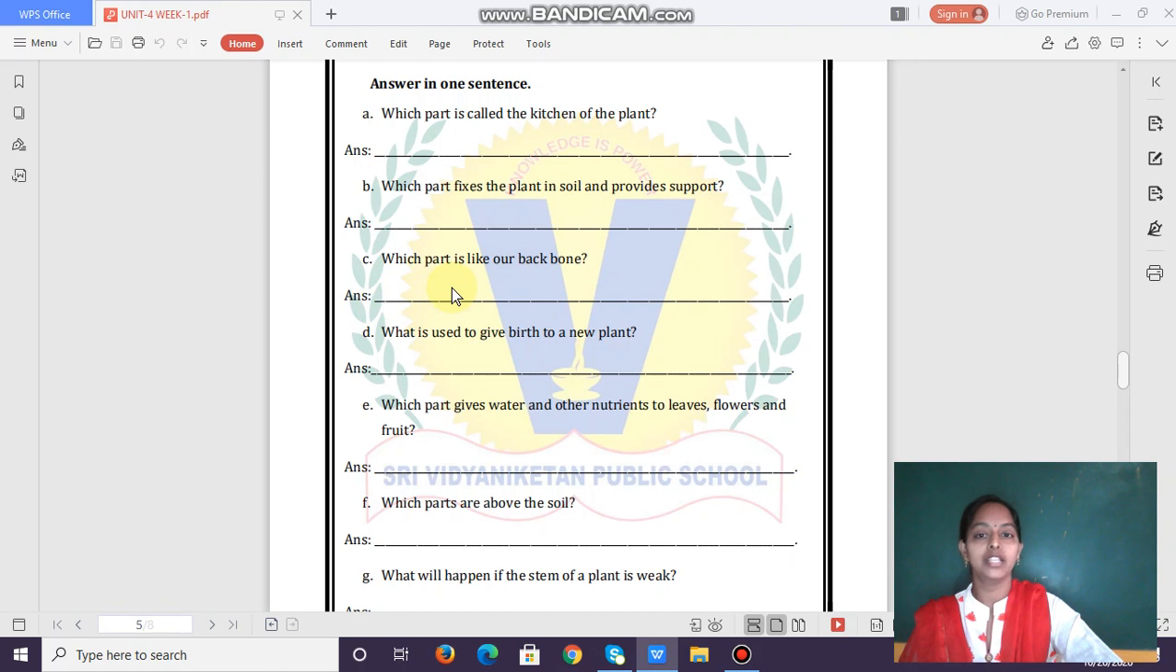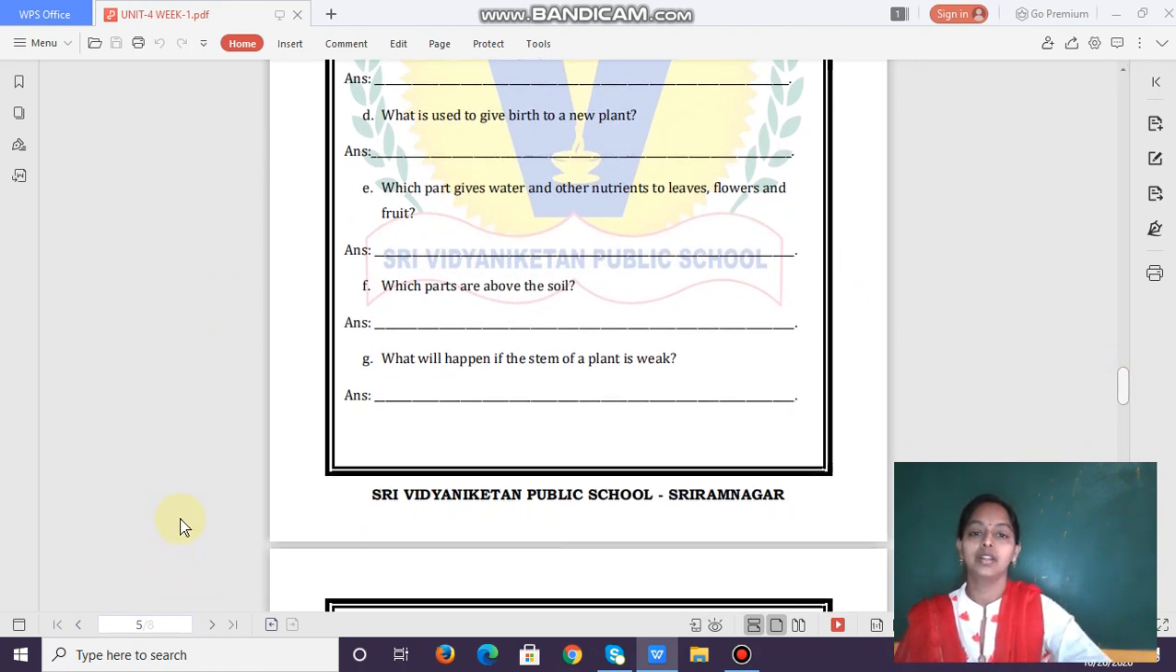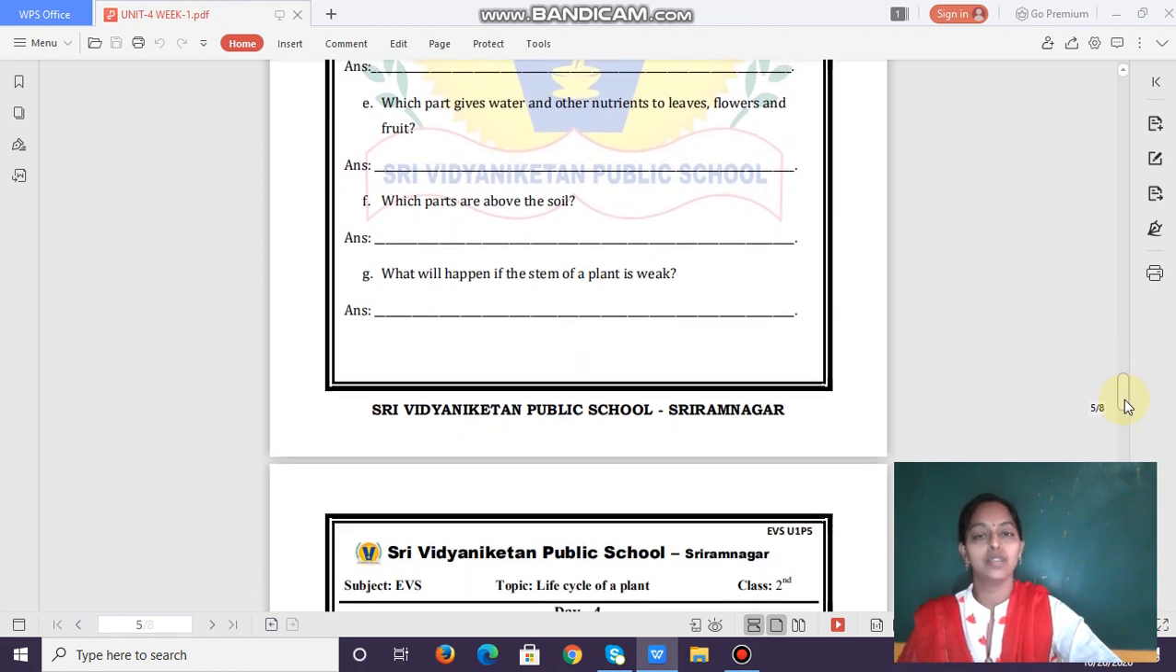Which part is like the plant's backbone? Okay. What is used to give birth to a new plant? Which part gives water and other nutrients to leaves, flowers and fruit? The next question is, which parts are above the soil? Okay. And the last question is, what will happen if the stem of the plant is weak? Okay. These are the questions which you need to answer in one sentence.